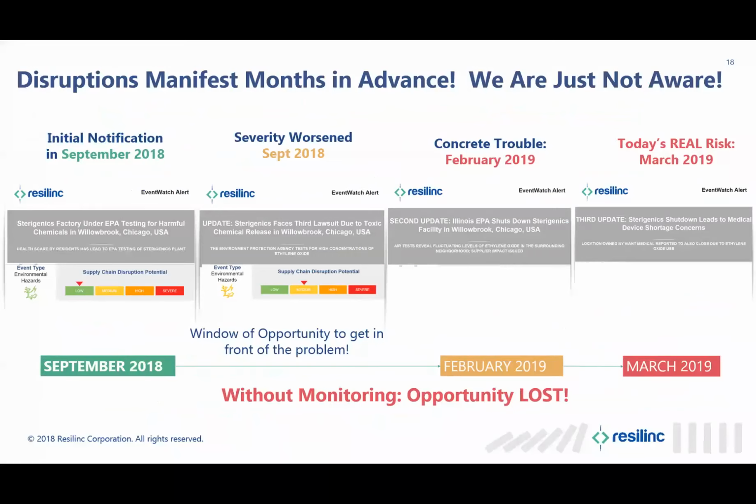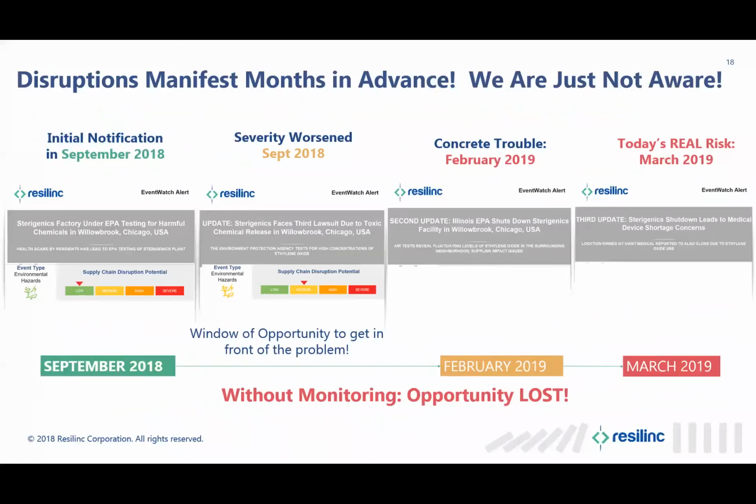So what we did is we upped the level of impact at the end of September as we were monitoring the story on behalf of our customers. Our guidance went from a low impact to medium impact. So our customers who were receiving this alert and subsequent updates had up to 5 months warning before the EPA shut down the facility in Illinois in February. So for many companies, the first concrete EPA action was the first indicator.